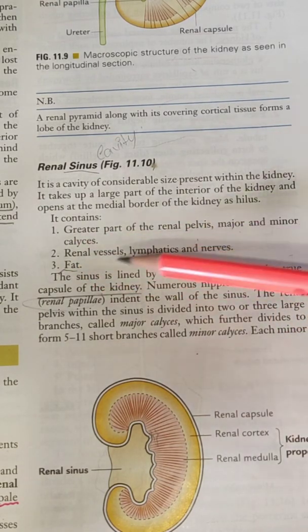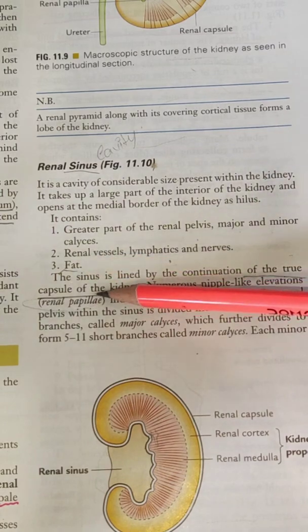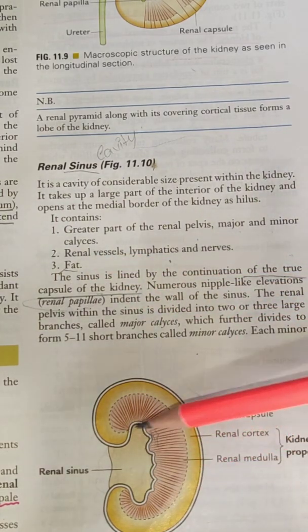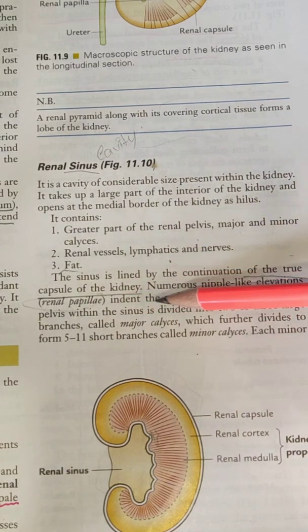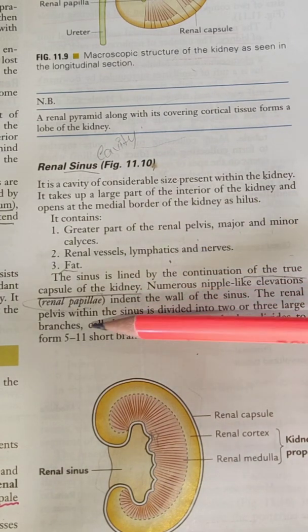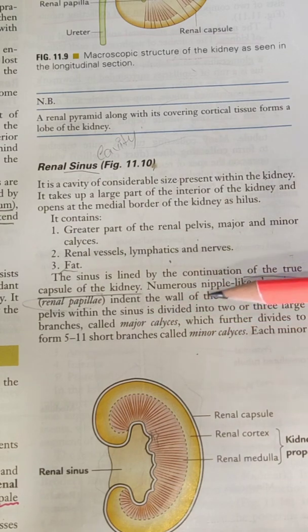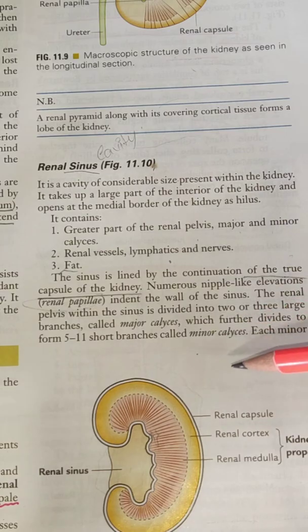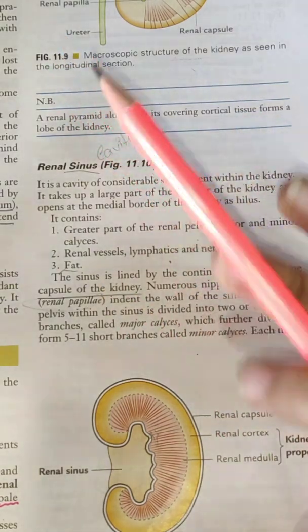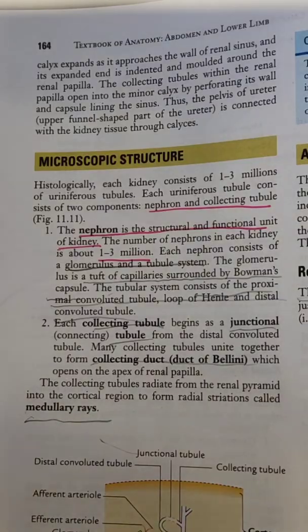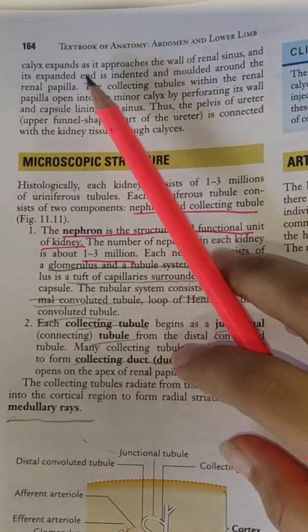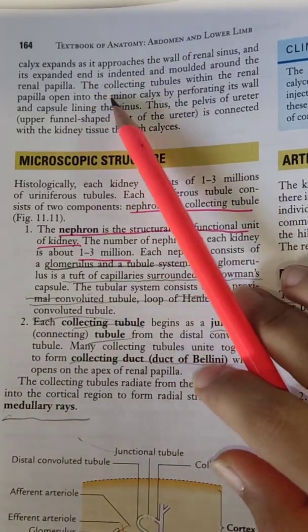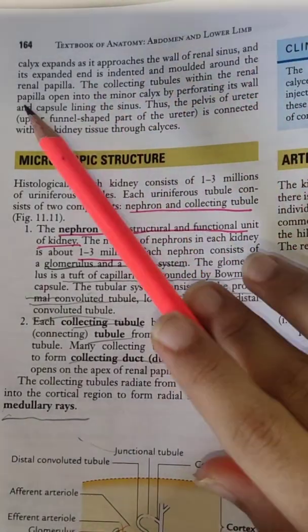Numerous nipple-like elevations called renal papillae, as I showed in the previous diagram, indent the wall of the sinus. Here it is indenting the wall of the renal sinus. The renal pelvis within the sinus is divided into 2 or 3 large branches called major calyces, which further divide to form 5 to 11 short branches called minor calyces. I have shown all these in the diagram. The calyx expands as it approaches the wall of the renal sinus, and its expanded end is indented and molded around the renal papillae.